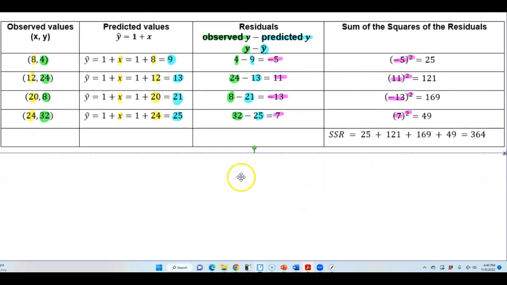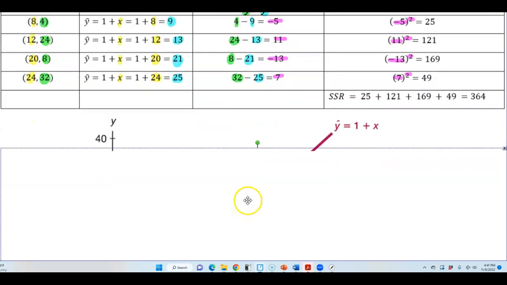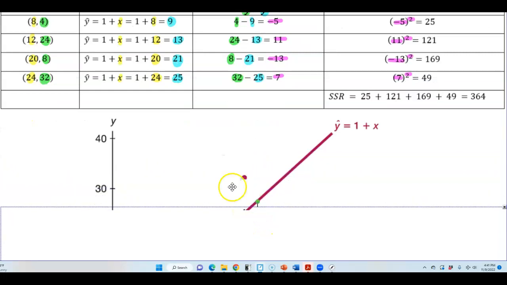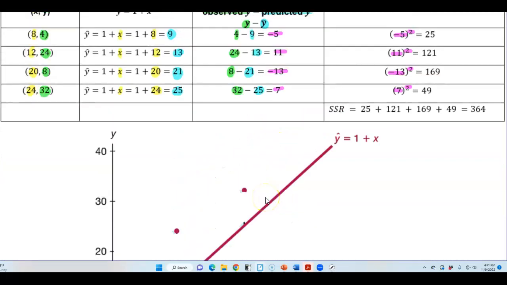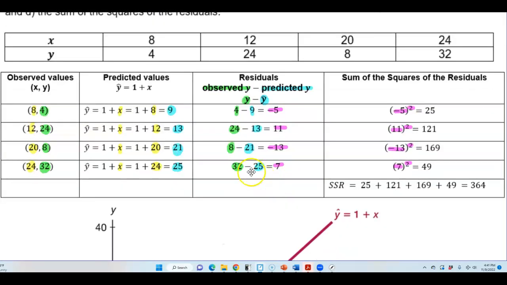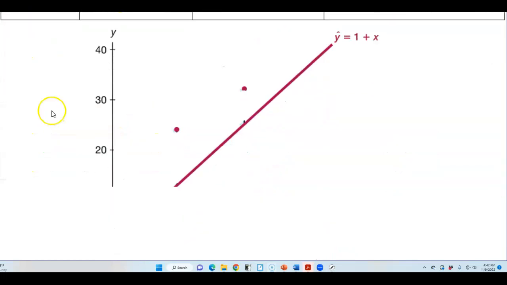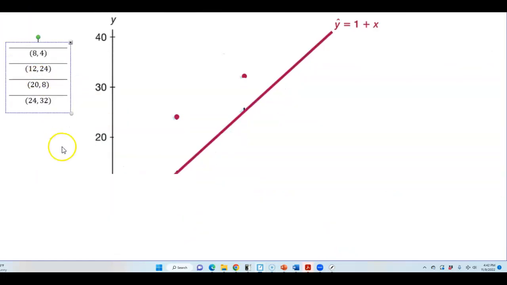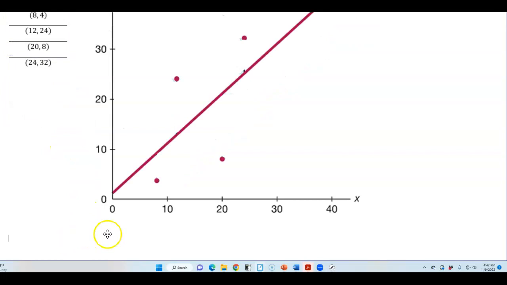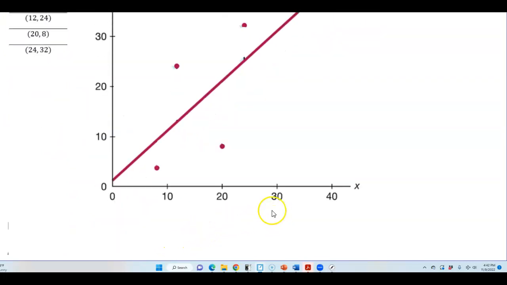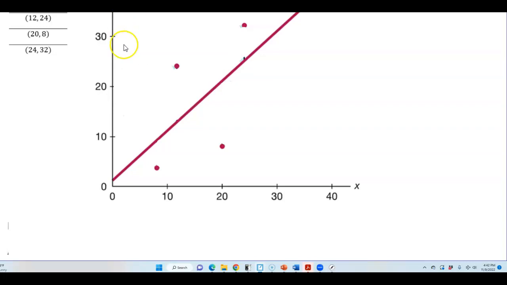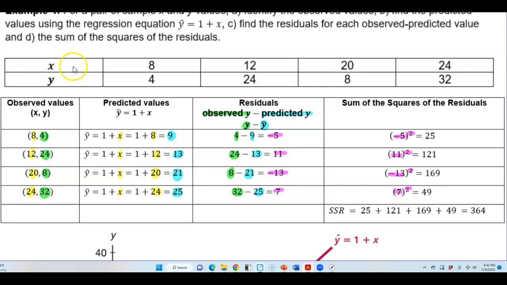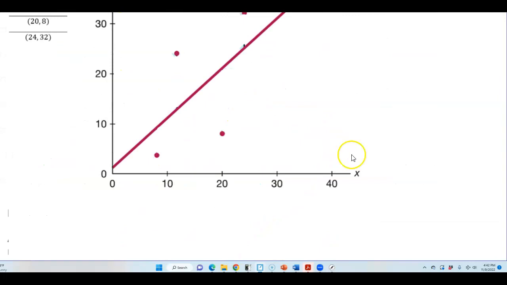Now that we have that information, let's go ahead and graph these points. So let's first go ahead and do that. We're going to graph our points. Let's copy our points over here. On this graph, we can see that the x-axis is going to represent the x values, and this is y.